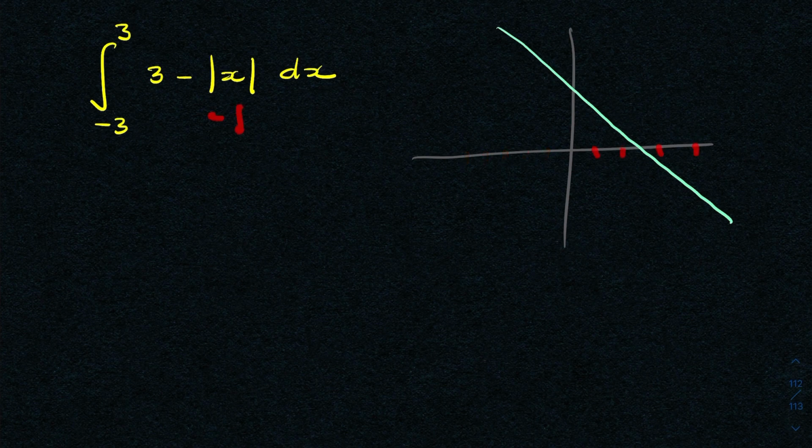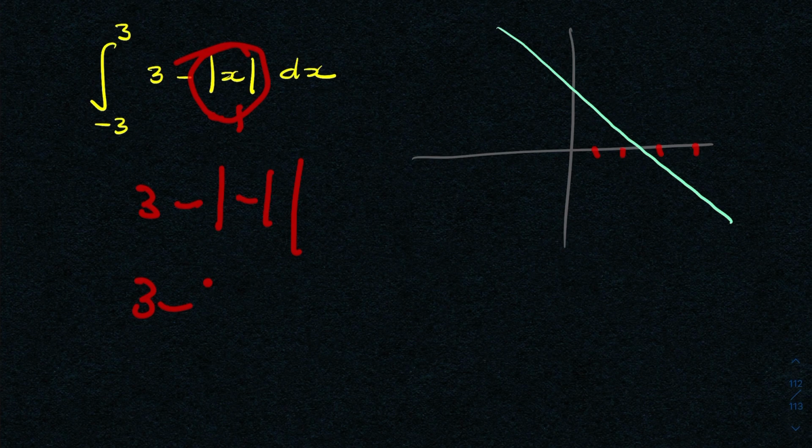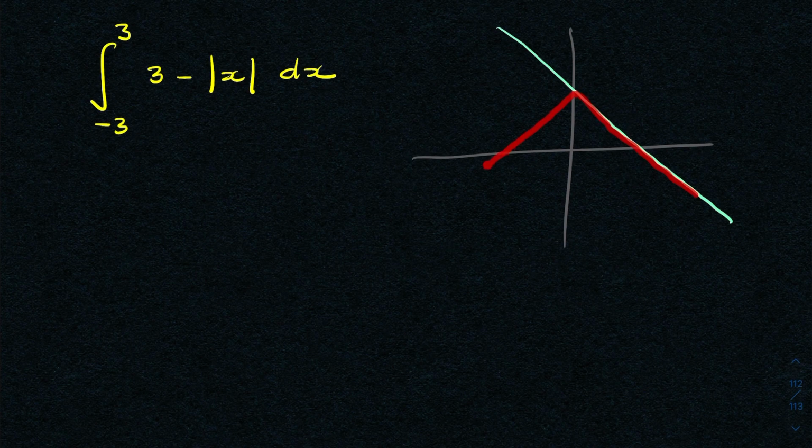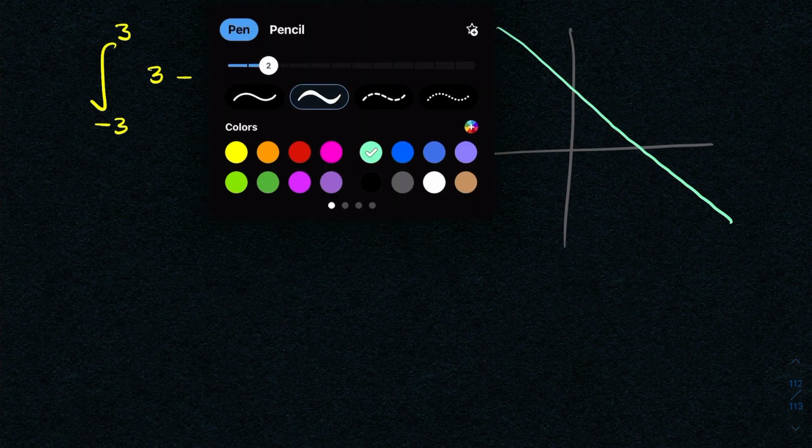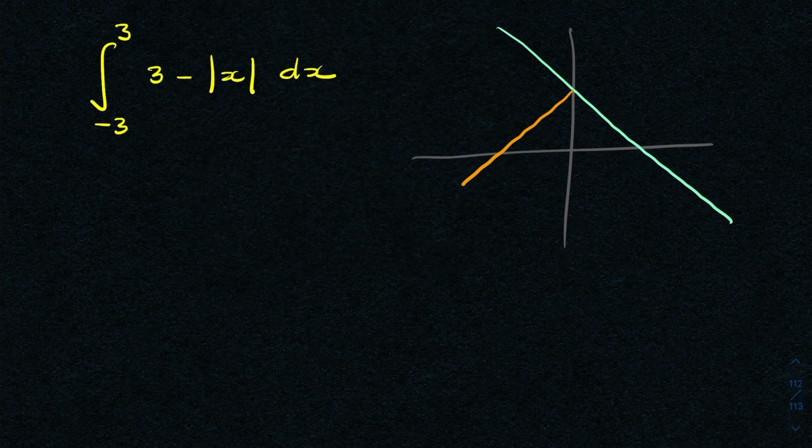So for every negative value of x, you're looking at the positive equivalent. So when x is minus 1, you have 3 minus the absolute value of minus 1, so that's 3 minus 1. So it's as if you're looking at the positive again, so the graph is reflected on the y-axis. So what you actually have is that there.